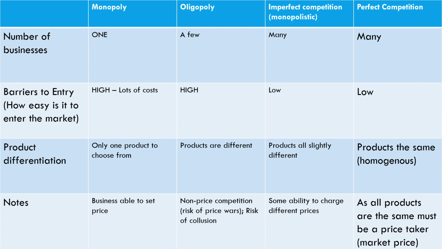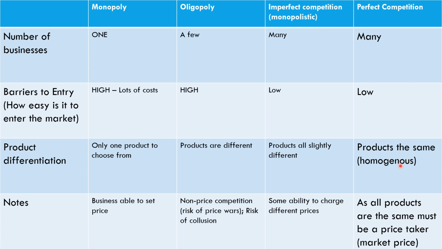Our final market structure is perfect competition. In this market we have many businesses. It's relatively easy to start up. The products are all the same, and because the products are all the same, we can't distinguish between them and charge a price for those different products. They have to all be set at the market price. These are price taking companies, they're price takers.